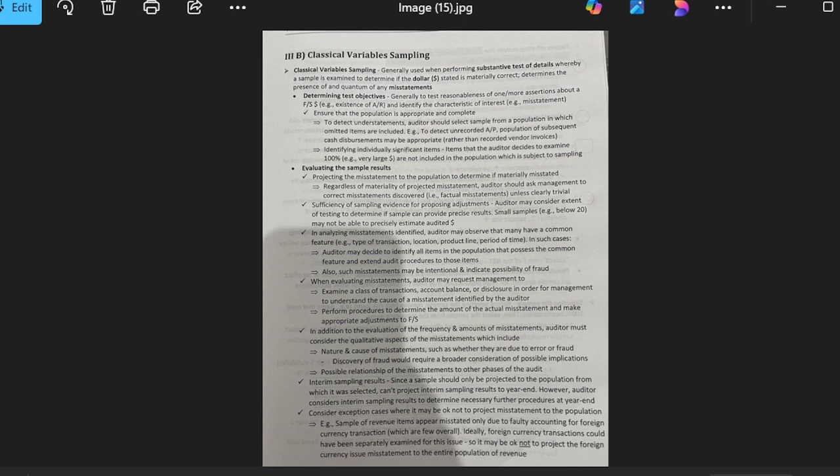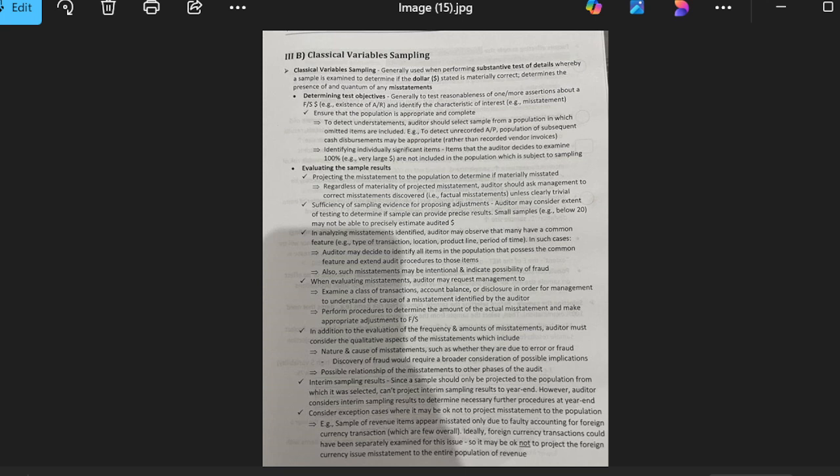In addition to the evaluation of the frequency and the amounts of misstatements, the auditor must consider the qualitative aspects of the misstatements, which include the nature and cause of the misstatements, such as whether they are due to error or fraud, and discovery of fraud would require a broader consideration of the possible implications. Also, the possible relationship of the misstatement to other phases of the audit is required.